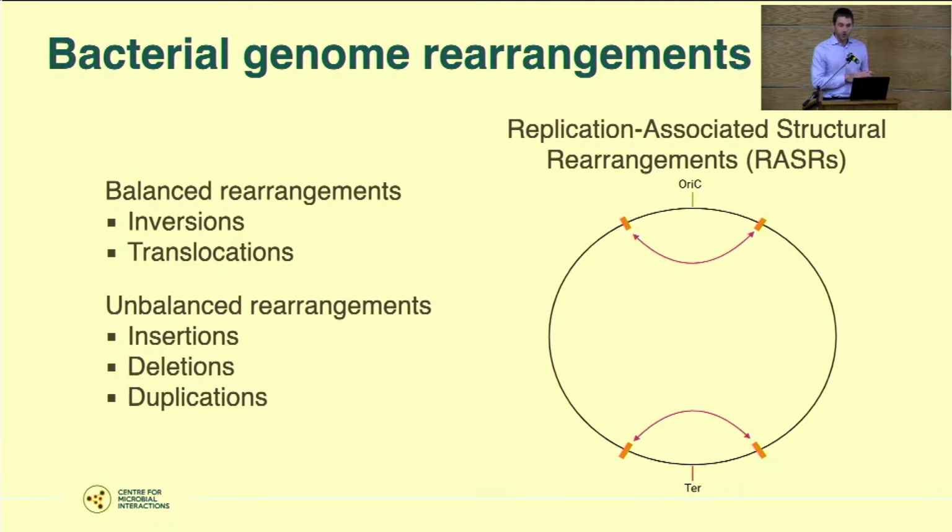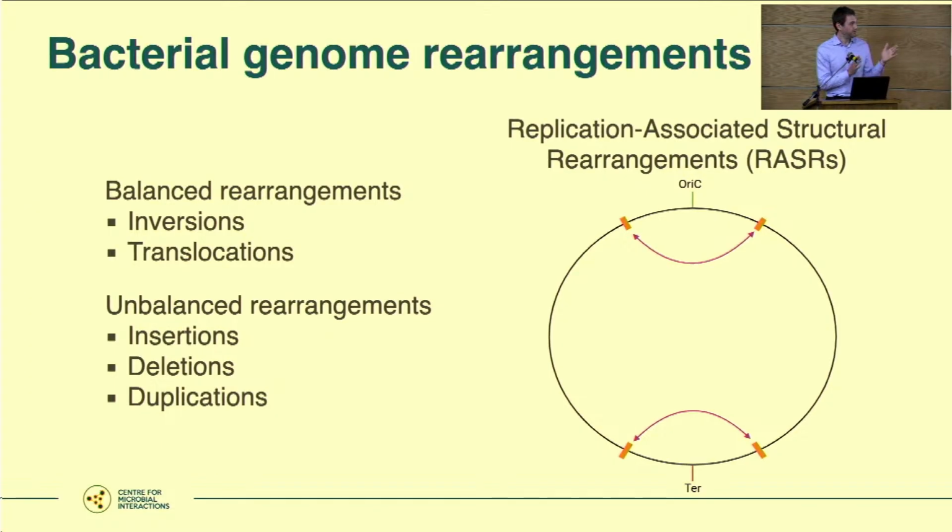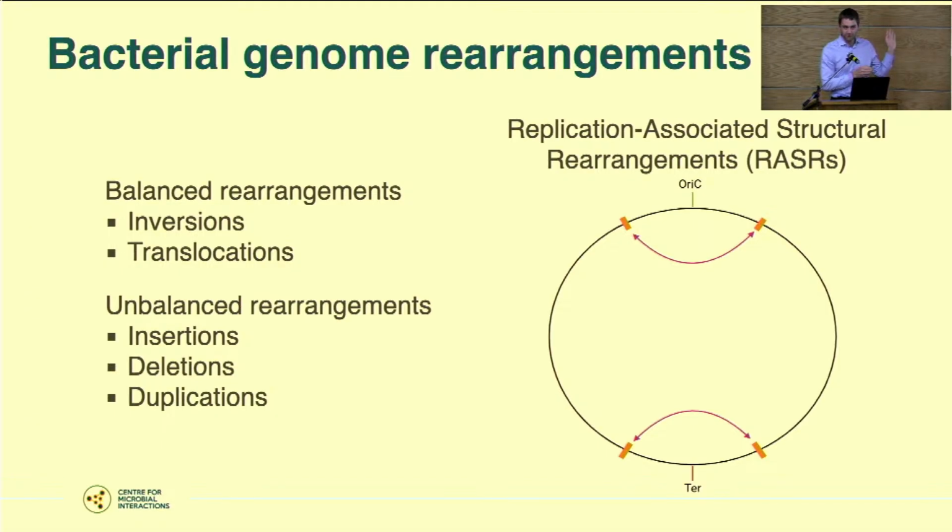The most common of these by far, if you look in the literature in this area, are called replication-associated structural rearrangements. And these happen around the origin of replication and the terminus, and it's very common that large fragments, tens of kb in size, just flip orientation around either the origin or the terminus. We don't know why, and we don't know the impact, but people have studied this across a huge number of different bacterial species, and it seems very, very common. They do it a lot. So we get these large-scale rearrangements.